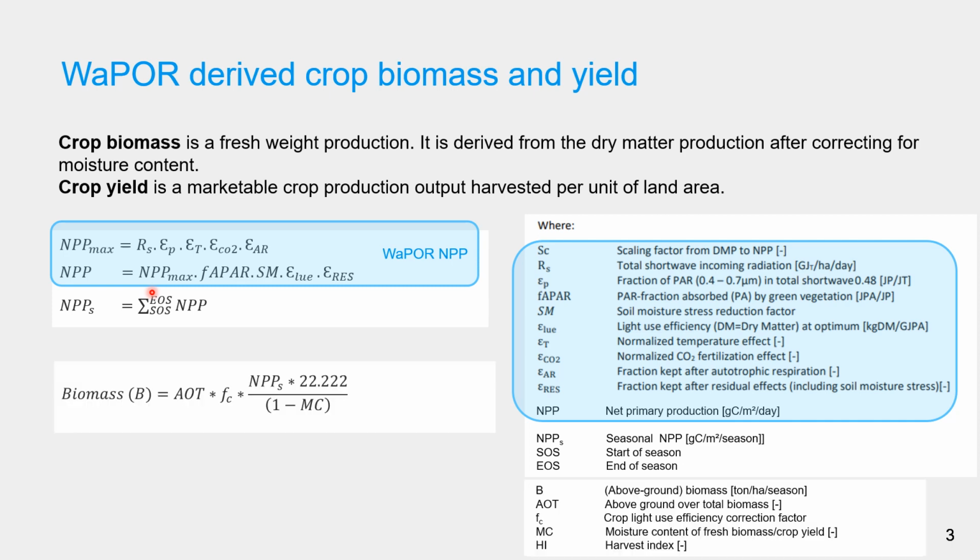Second, the total crop biomass is calculated after correcting the NPP layer for unit crop specific moisture content and light use efficiency factor. For non-root crops, further multiplying the total biomass by the above ground over the total biomass fraction yields the total above ground biomass. Finally, the crop yield is calculated by multiplying the above ground biomass by the harvest index.